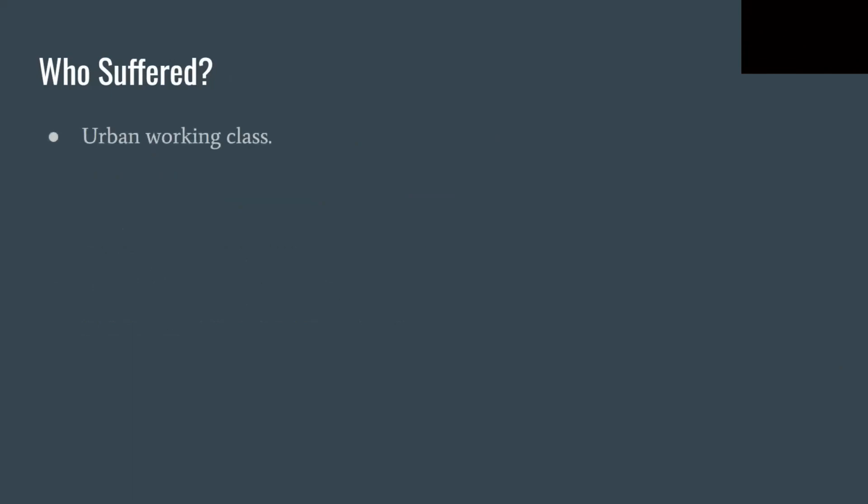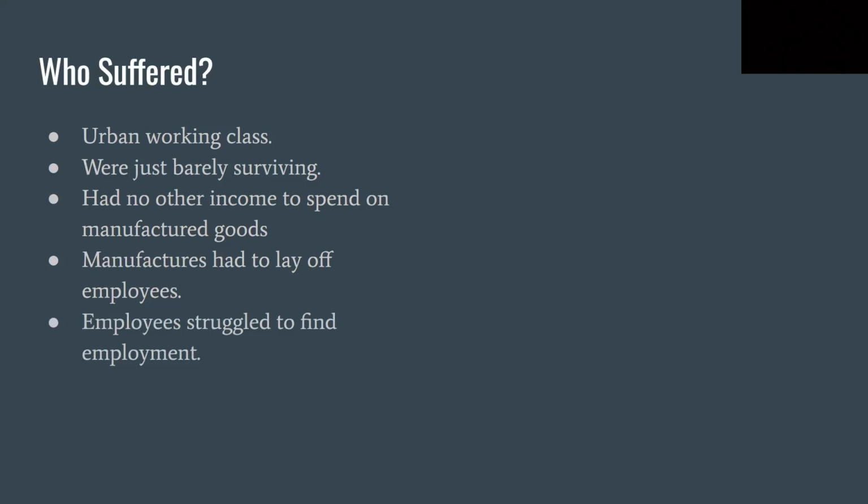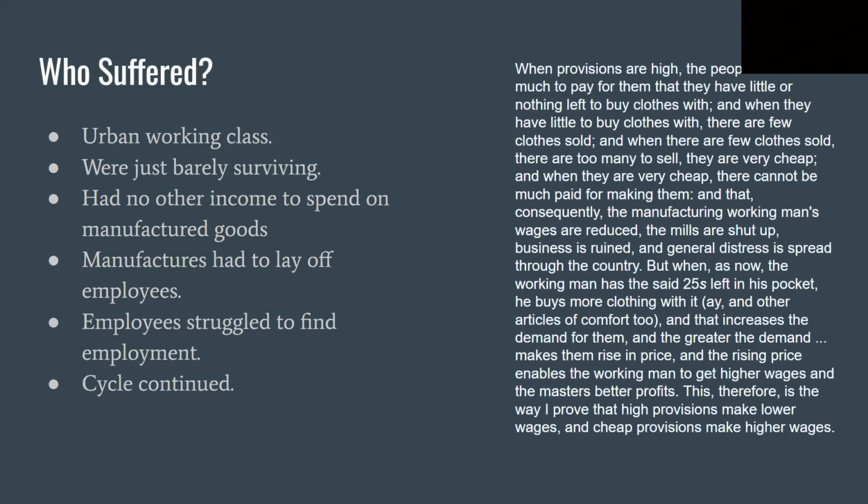The majority of Britain's population suffered tremendously from the British Corn Laws. The urban working class experienced a seemingly unending cycle of poverty during these times. This is because they had to spend almost all of their earnings on corn and bread just to survive. Because urban working class families had to spend all of their money on food, they no longer had the extra money to spend on any manufactured goods. This meant that manufacturers no longer needed as many employees and had to lay off hundreds of people to keep their businesses running. The workers that were fired then struggled to find employment because nobody was hiring. This cycle just continued and affected thousands of people.